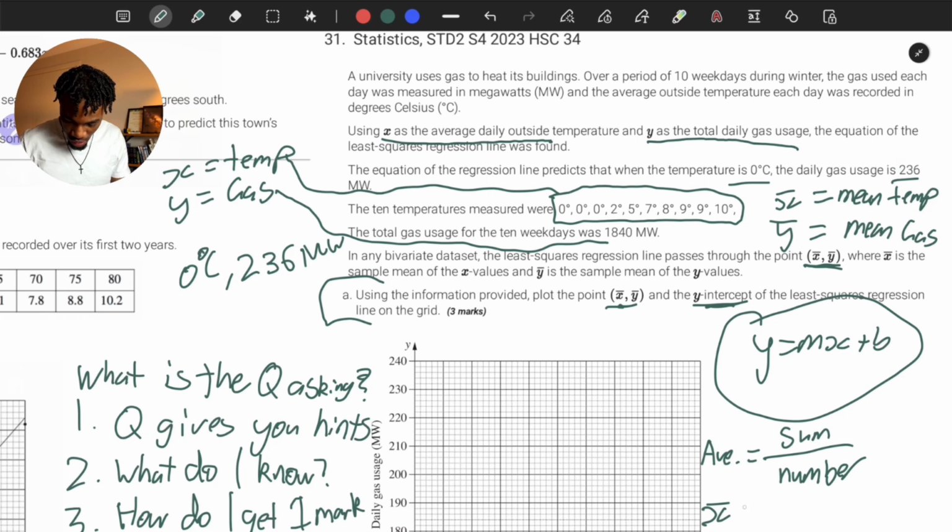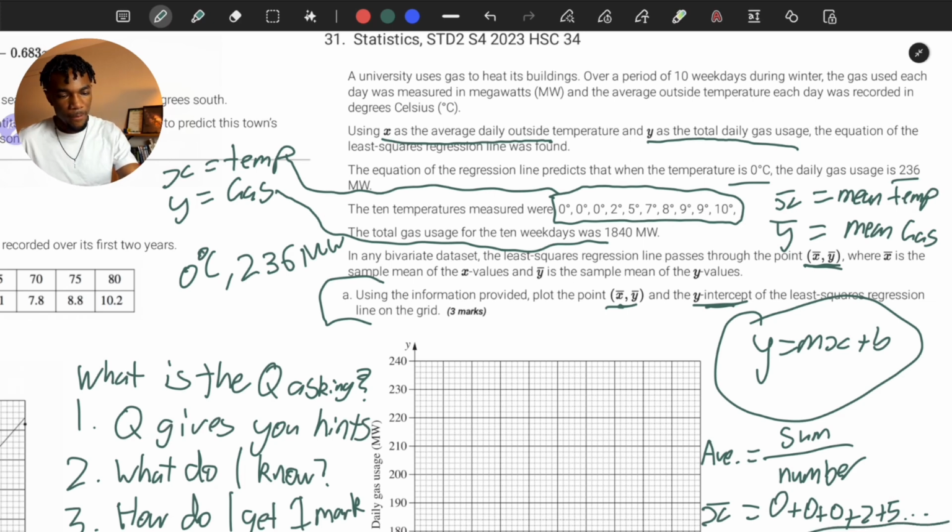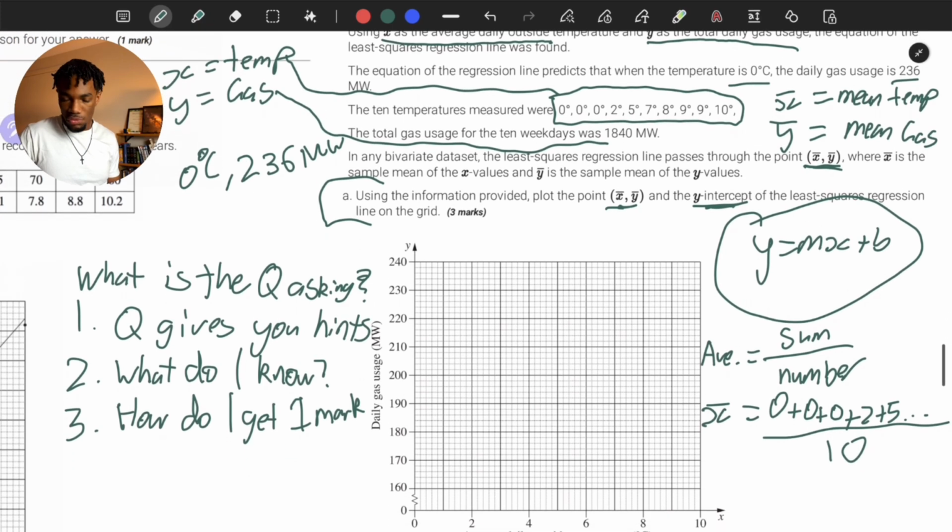Average temperature equals 0 plus 0 plus 0 plus 2 plus 5, you get the point, over 10. Put that in the calculator. Here we go. 2 plus 5 plus 7 plus 8 plus 9 plus 9 plus 10, over 10. That equals 5.